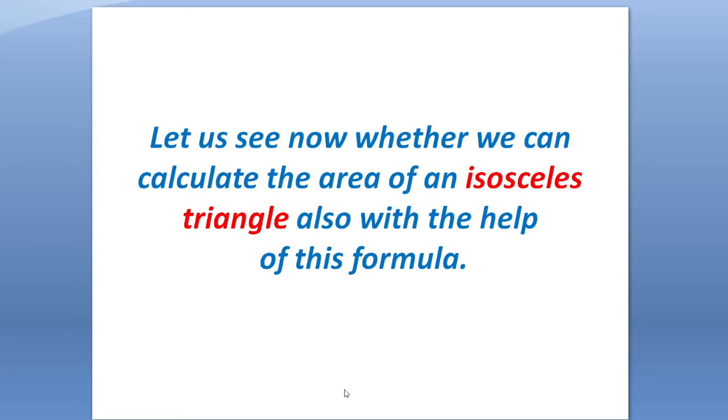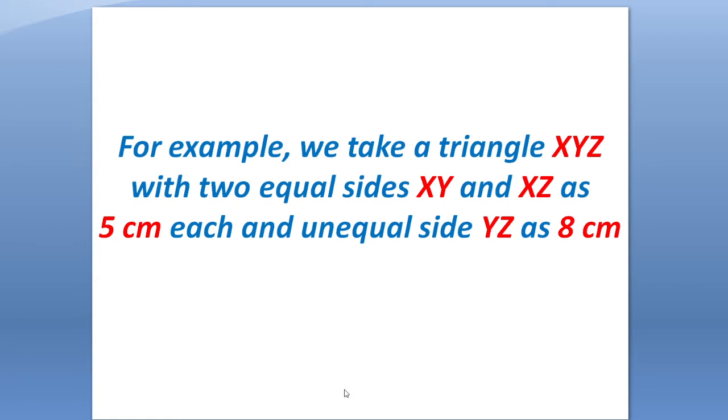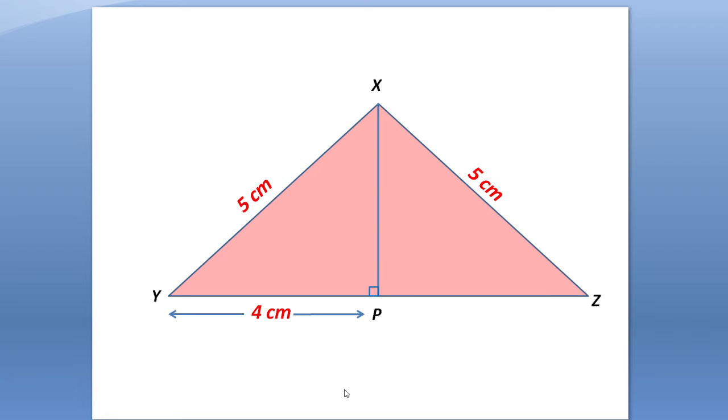Now let us see whether we can calculate the area of an isosceles triangle also with the help of this formula. So for example, see here, we take a triangle XYZ with two equal sides XY and XZ as 5 centimeter each and one unequal side YZ as 8 centimeter. So see this figure. Let me draw this figure first.